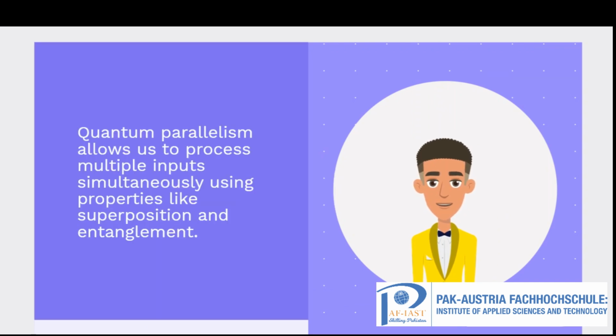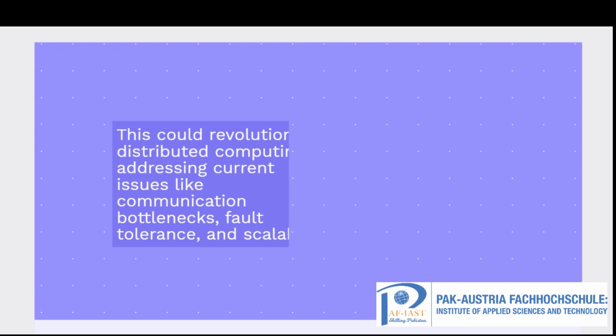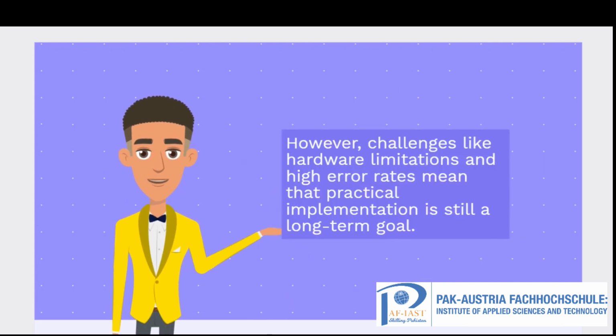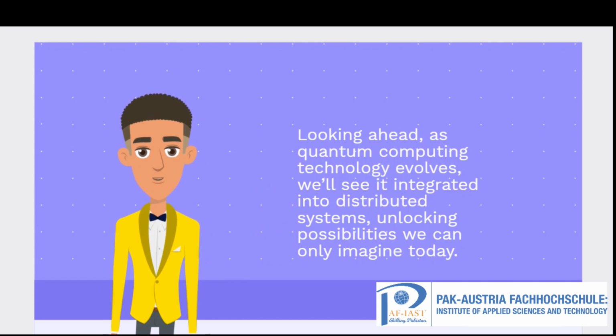Quantum parallelism allows us to process multiple inputs simultaneously using properties like superposition and entanglement. This could revolutionize distributed computing by addressing current issues like communication bottlenecks, fault tolerance, and scalability. However, challenges like hardware limitation and high error rates mean that practical implementation is still a long-term goal. Looking ahead, as quantum computing technology evolves, we will see it integrated into distributed systems, unlocking possibilities we can only imagine.